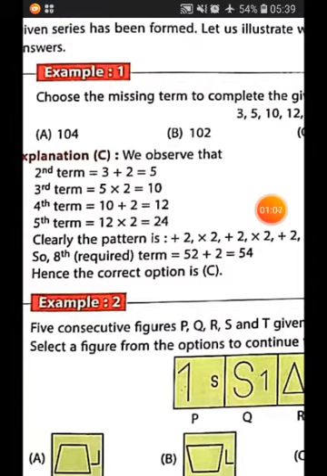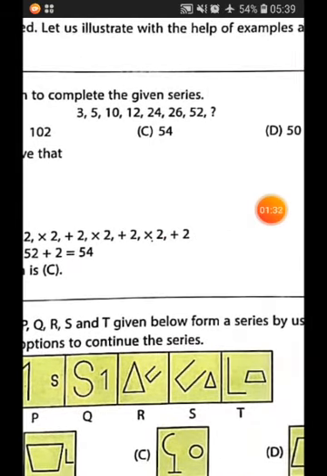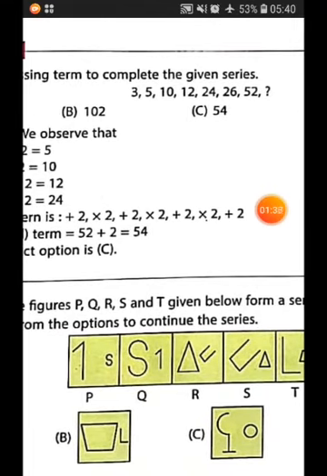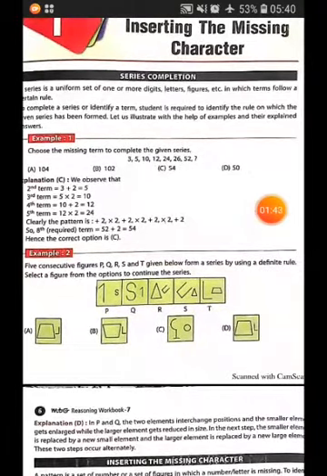Now in the second term we are multiplying by 2 and we are getting 10. And again in the third term when we are adding 2 we are getting 12. And in the fourth term when we are multiplying by 2 we are getting 24. So in this way we can clearly see that the pattern is plus 2, multiply 2, plus 2, multiply 2, plus 2, multiply 2. So in the final term, that is 52, we will add 2 and we will get 54 as our answer. So the correct option is C, that is 54.